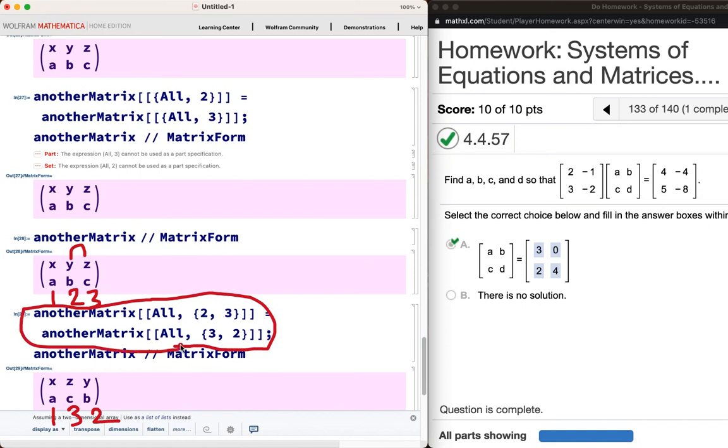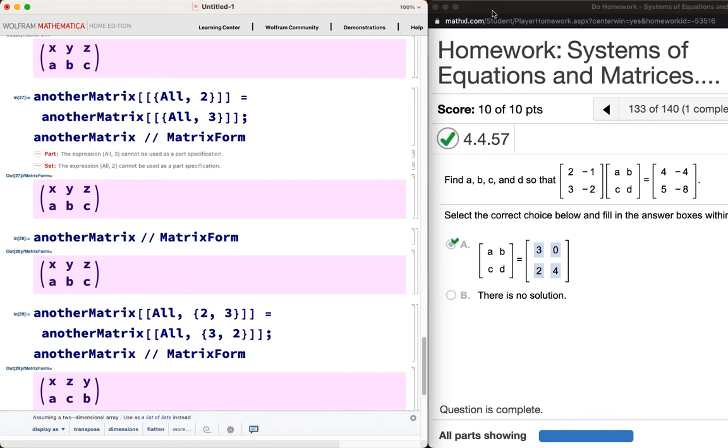So switching columns is something you normally don't have to worry about too much when you're doing these problems, but you do have to know how to switch or swap rows. When you're doing these problems, guys, you normally don't have to worry about swapping columns, but you do have to know how to swap rows, all right? You have to know how to swap rows.